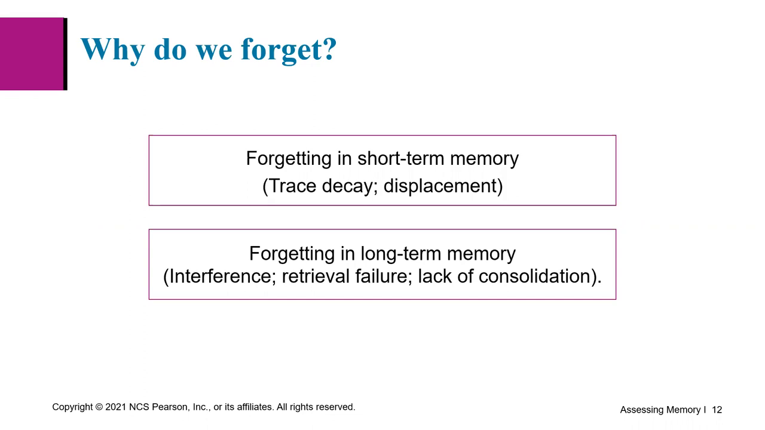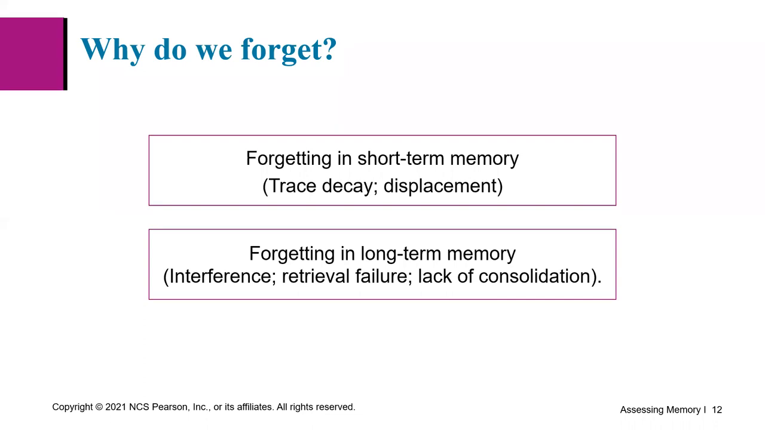Proactive interference occurs when you cannot learn new information because old, previously learned information interferes with what you're currently learning. That is, old memories disrupt new memories. Retroactive interference occurs when you forget previously learned information due to the learning of new information. In other words, later learning interferes with earlier learning. New memories disrupt old memories.